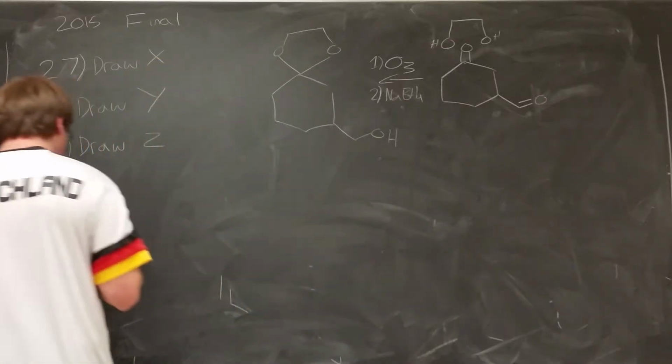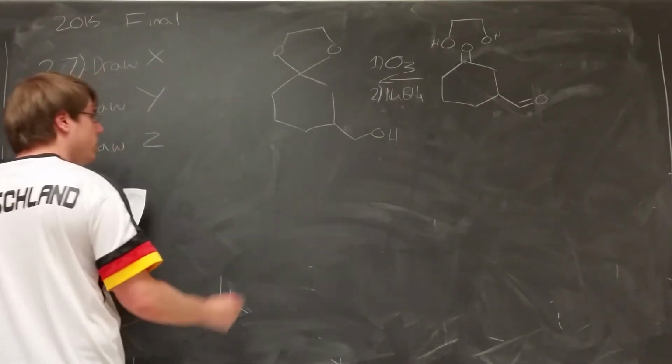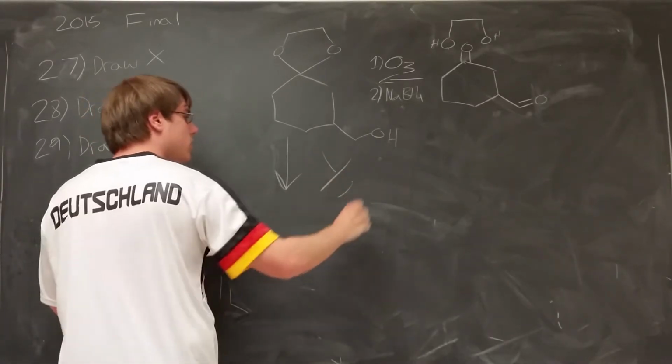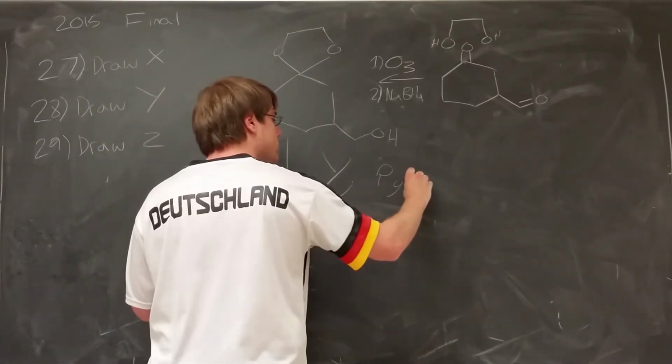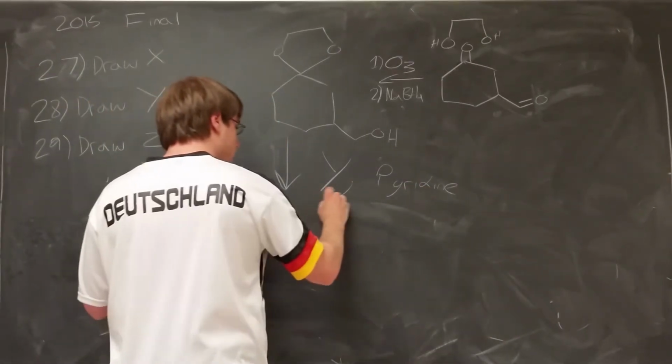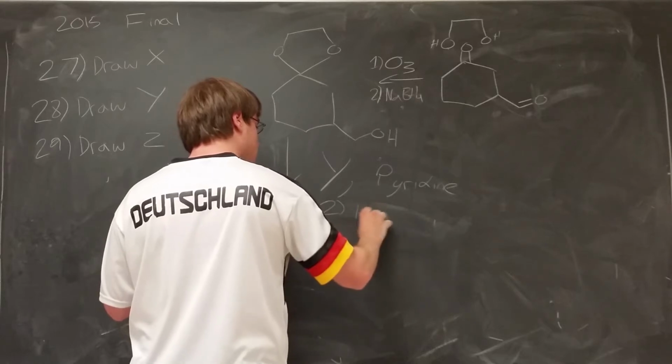It's a weak reducing agent. Now, we are told that we are going to take this and react it with structure Y, pyridine, which is just a base. That's all you need to know about pyridine. It's a base. And then after that, step 2, H3O positive.